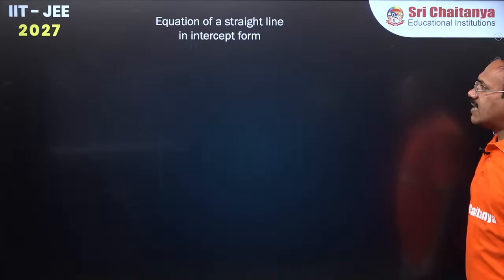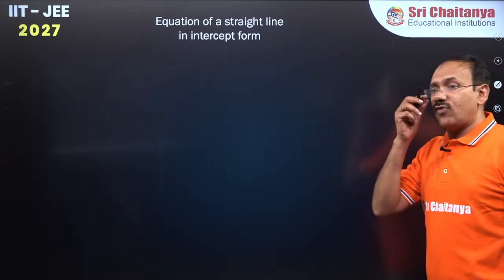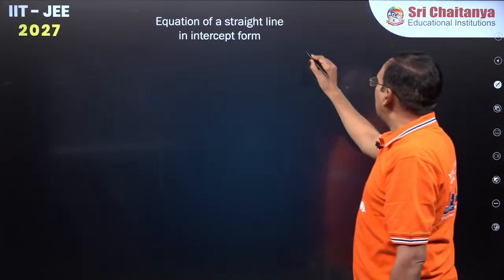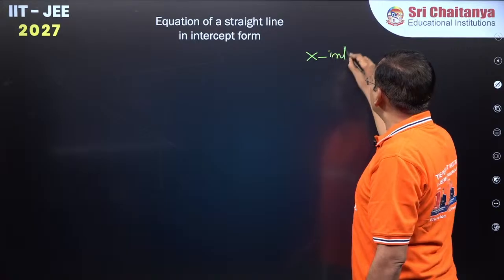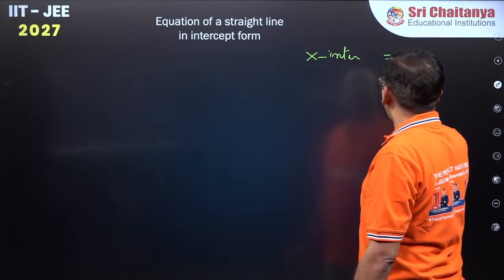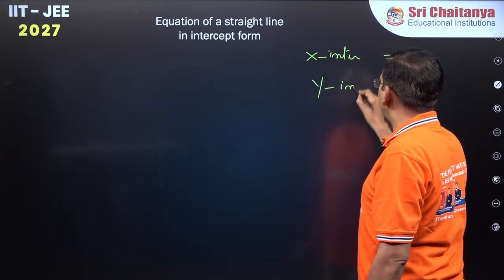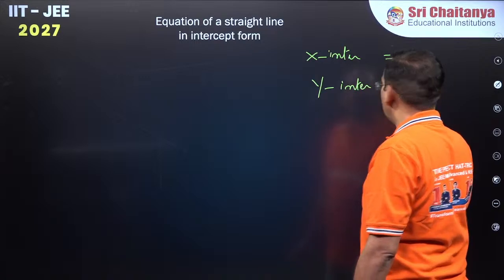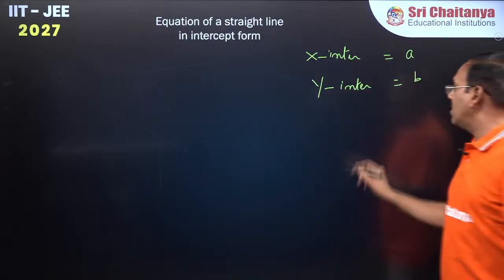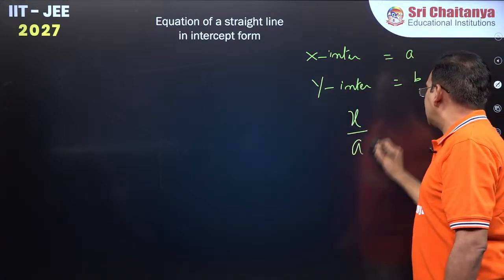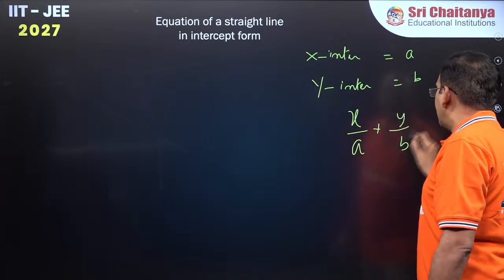Next, the equation of a straight line in intercept form. Suppose there is a line whose x-intercept is a, y-intercept is b. Then the equation of the line will be like x by x-intercept plus y by y-intercept is 1.